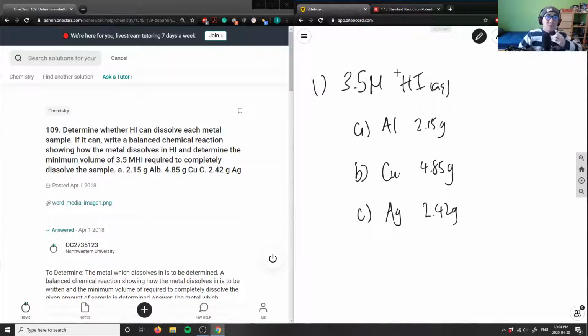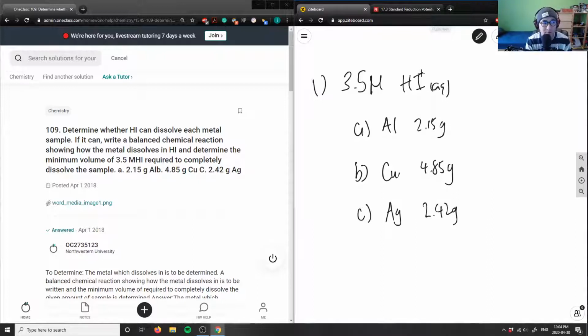So it says here, determine whether or not HI can dissolve any of these metals. When we talk about this concept of dissolving metals, of reacting with metals, we have to talk about the reactive series. Unfortunately, it's not a displacement activity series like you see in a single displacement reaction, because we don't have a metal displacing another metal. And the iodine in hydroiodic acid here is a non-metal.